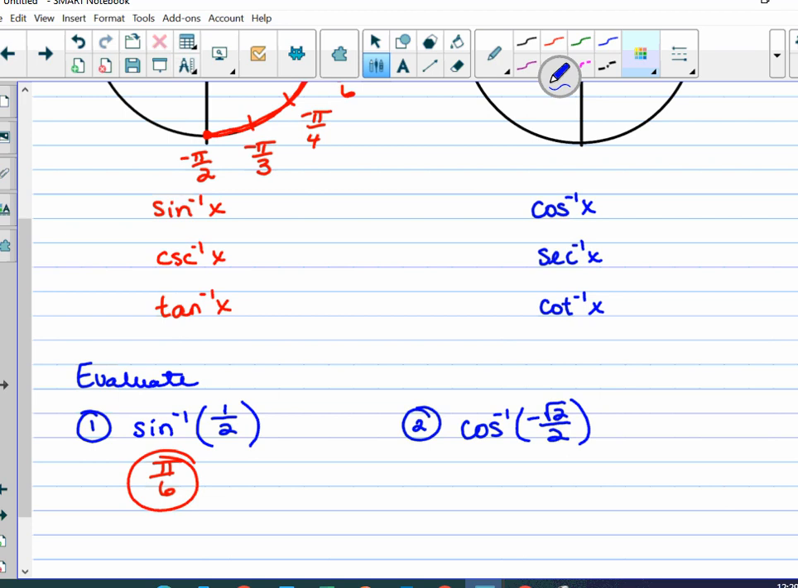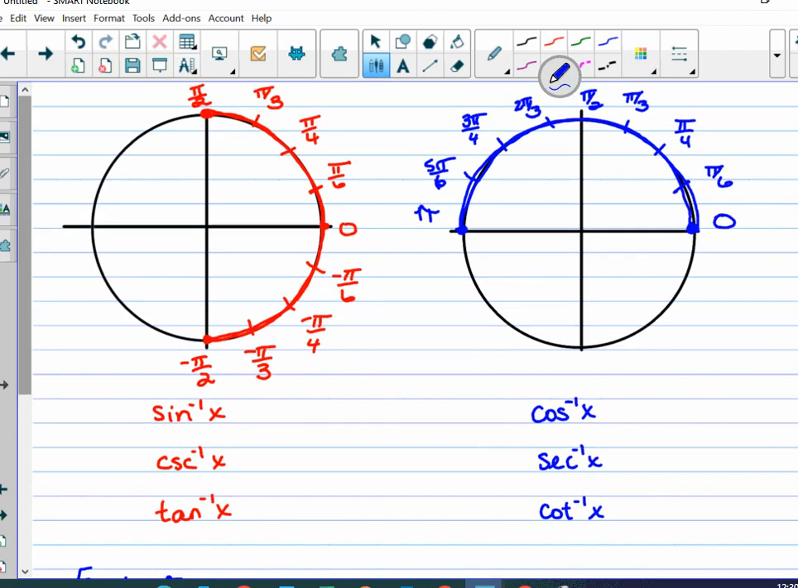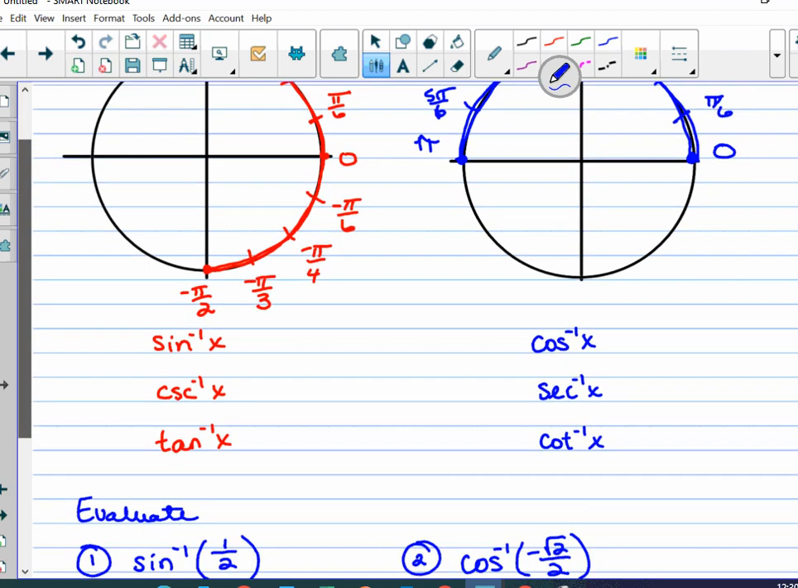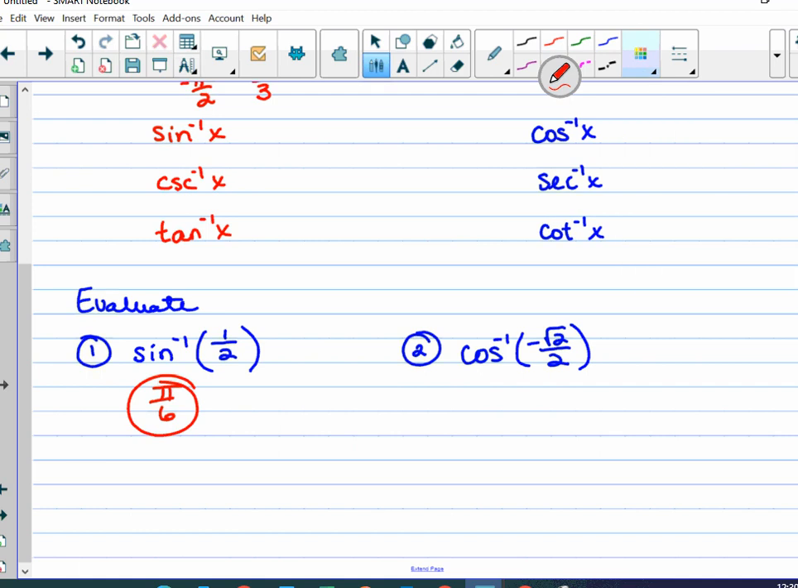All right, inverse cosine of negative root 2 over 2. That part of the circle. So first or second quadrant? Second. In the second quadrant, where is cosine equal to negative root 2 over 2? 3 pi over 4.